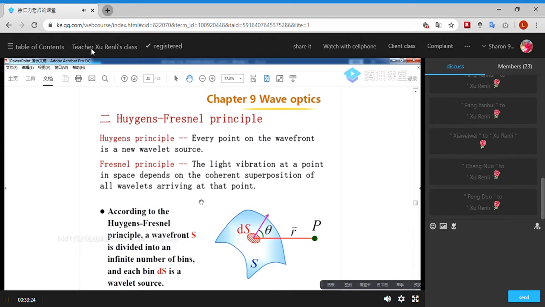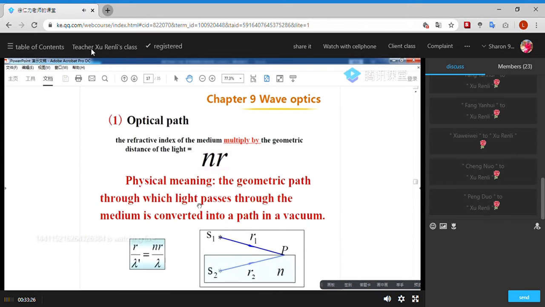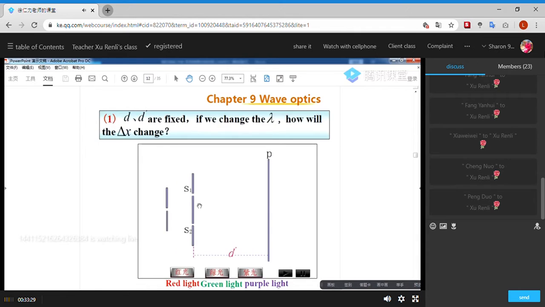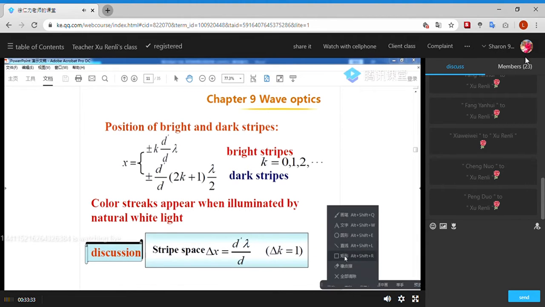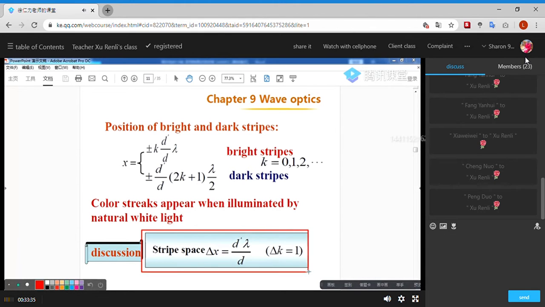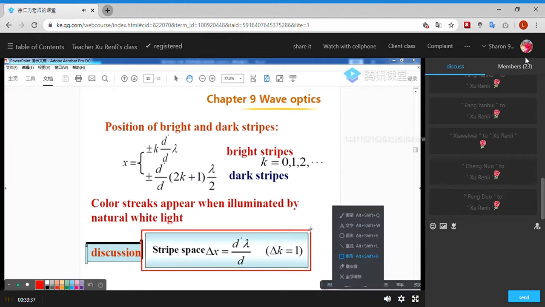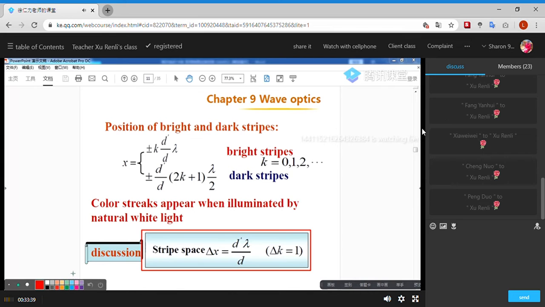This cost about 20 scores in our final examination. This score is about the strip space. This formula is about the strip space. So this is cost about 20 scores. So it's very important for us.